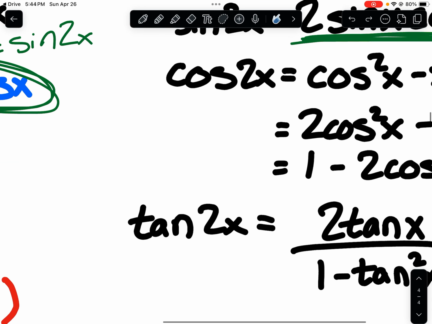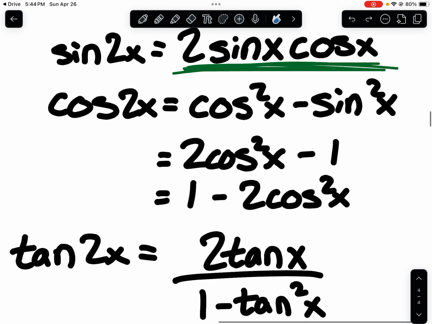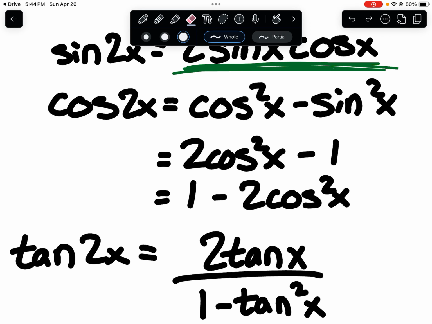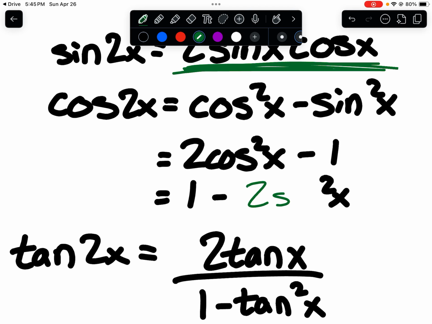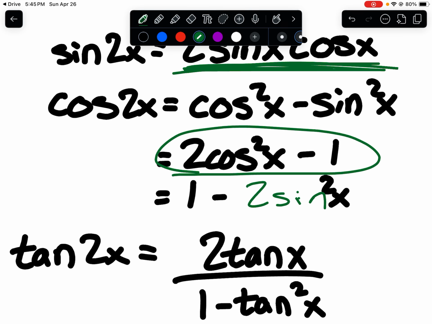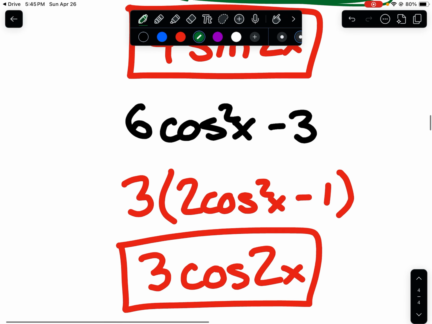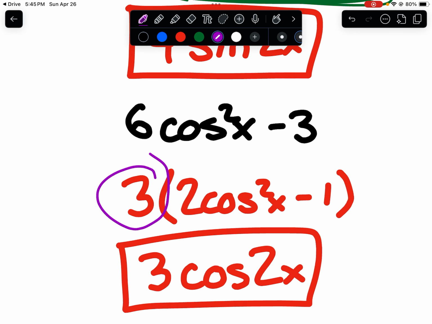Okay. Similarly, with this next one, I've got 6 cosine squared x minus 3. Well, again, if I go over here, I've got a cosine squared minus sine squared. I've got a 2 cosine squared minus 1. I've got this incorrectly written one again. That should be 2 sine squared. Not that that one's going to matter because the closest one that we're looking at is this one here. Again, it's just I don't have a 2 and a 1. In this case, I've got a 6 and a 3.